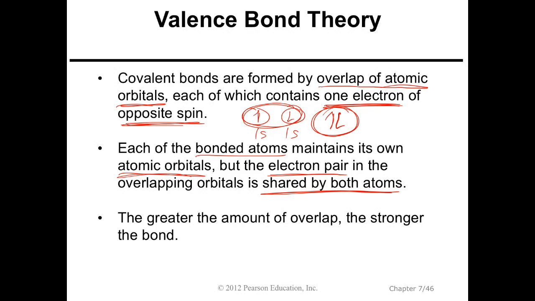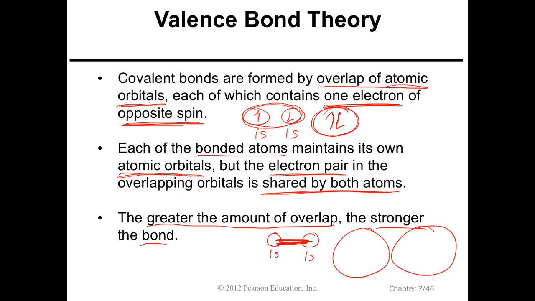And the greater the amount of overlap, the stronger the bond. This is where I was talking about the size of orbitals. If you're overlapping 1s orbitals, they're pretty small, so you have nice effective overlap. But if you're overlapping something with 3s orbitals, there's not as effective an overlap, so the bond will be weaker.